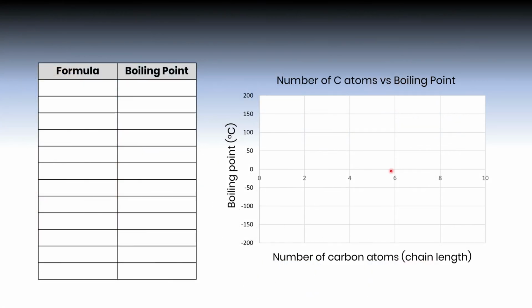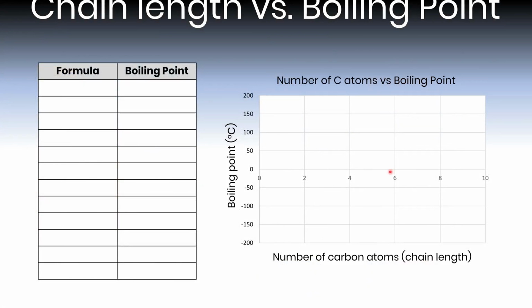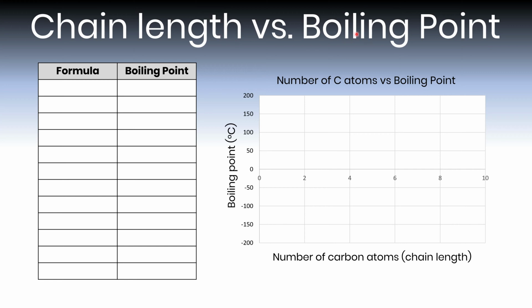Now let's try to relate this to hydrocarbons by comparing their chain length versus their boiling point. The first hydrocarbon, methane here, only has 1 carbon atom, so we can say that it's got a very short chain length. Short chain lengths give a very low boiling point, in this case minus 163 degrees Celsius. I'm going to plot this to this graph over here, which shows the number of carbon atoms or chain length on the x-axis and the boiling point on the y-axis.